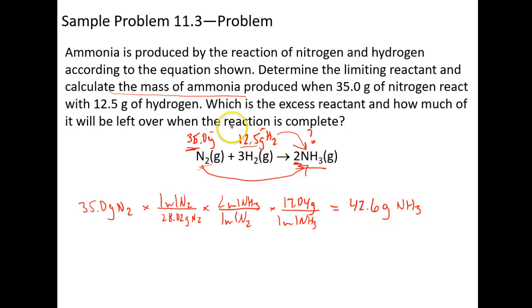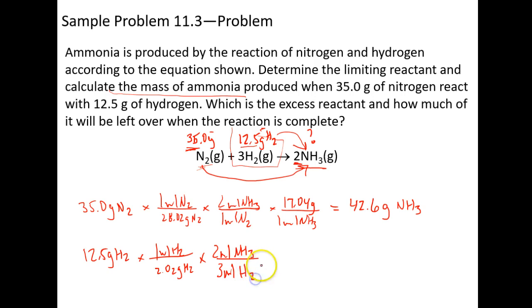Now let's do the exact same thing with the 12.5 grams of hydrogen. So 12.5 grams of hydrogen times 1 mole of hydrogen is the 2.02. Again, I am doing the same exact mathematical equation to make things simple. There are different ways of doing this. Your book talks about it. If you would like to do it that way, that's fine. But I'm trying to show you a one-stop shop mathematical equation that works for everything in this chapter.